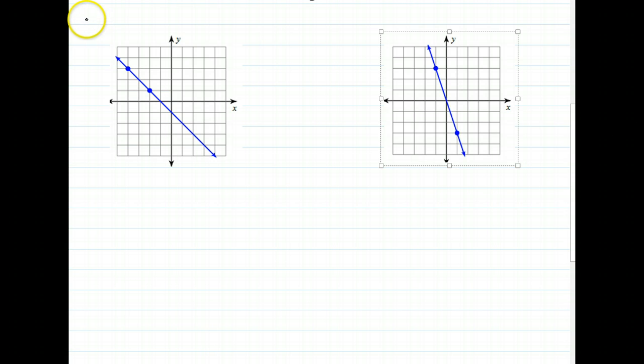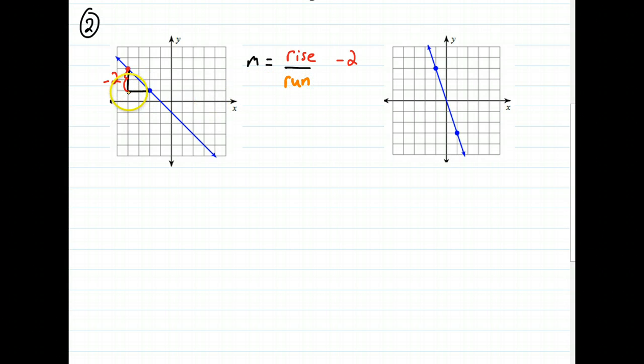All right, we're going to look at another example. Number 2. We're going to do the same thing. We're going to draw our triangle. And so now we're going to find our slope. So we're going to start with our rise. So I start at the left dot, and now I'm going to go down. 1, 2. So when I go down, it's going to be -2. And now when I run, going left to right, it's going to be a +2.